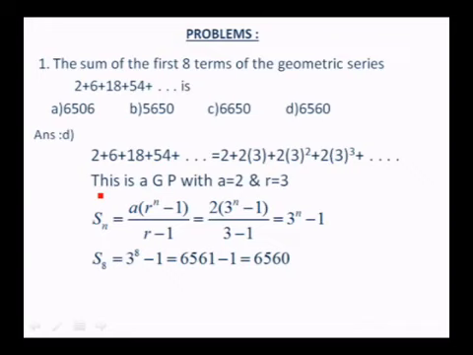So, 2 into 3 to the power of n minus 1 over 3 minus 1, that is 3 to the power of n minus 1. But I need the sum of the 8 terms. Therefore, put n is equal to 8 in the above formula. Sn is 3 to the power of n minus 1. So, S8 is 3 to the power of 8 minus 1, that is 6561 minus 1. So, 6560. So, it is an easy one, but the only thing is you have to write the given series in a proper way, so that you can easily write down the first term A and the common ratio R.